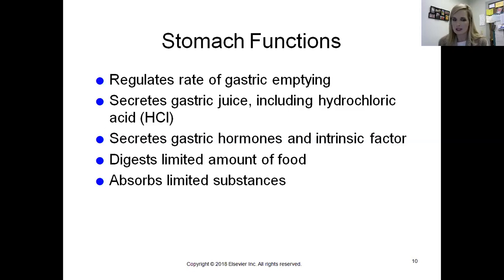The stomach creates different gastric hormones and what's called intrinsic factor. You guys don't have to worry about that. I'm not going to ask you guys too much about that, so I wouldn't worry about it, but it's just fluids that are going to help in this process here. It digests a limited amount of food, and then, like I said, from there it's going to push that food out of the stomach, and eventually it will go into the small intestine where more absorption and digestion will take place. The stomach also is involved in absorbing certain substances too.